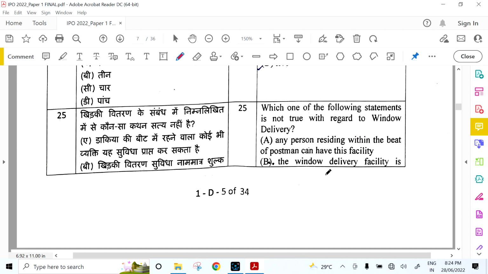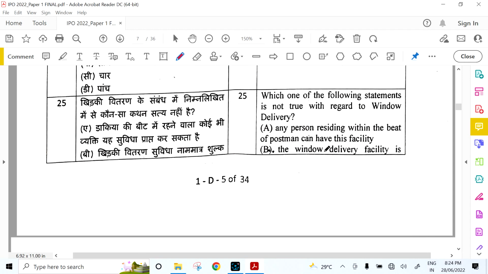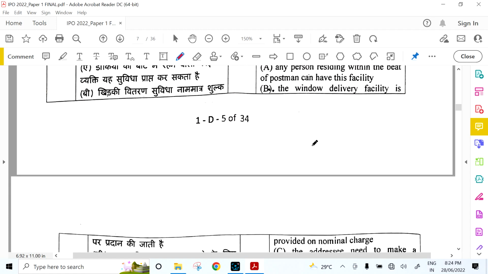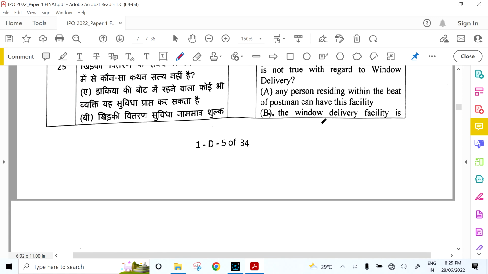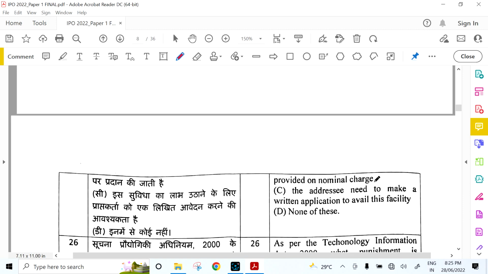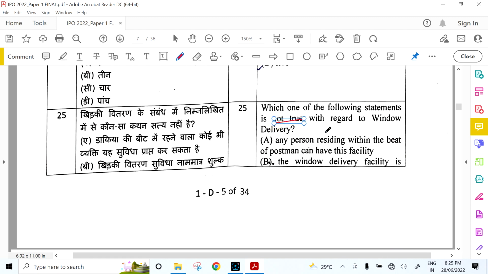Next question. Which of the following statements is not true, as per PNOP, SOP. There are 2 books that the directorate has prescribed. One is the design manual and one is the SOP, standard operating procedure. Which of the following statements is not true with regard to window delivery? Any person residing within the beat of the postman can have this facility. The window delivery facility is provided on nominal charge. The addressee need to make a written application to avail the facility. None of these. The answer is the window delivery facility is provided on a nominal charge. Generally it is free. So it is wrong answer. Not true, it is asked.